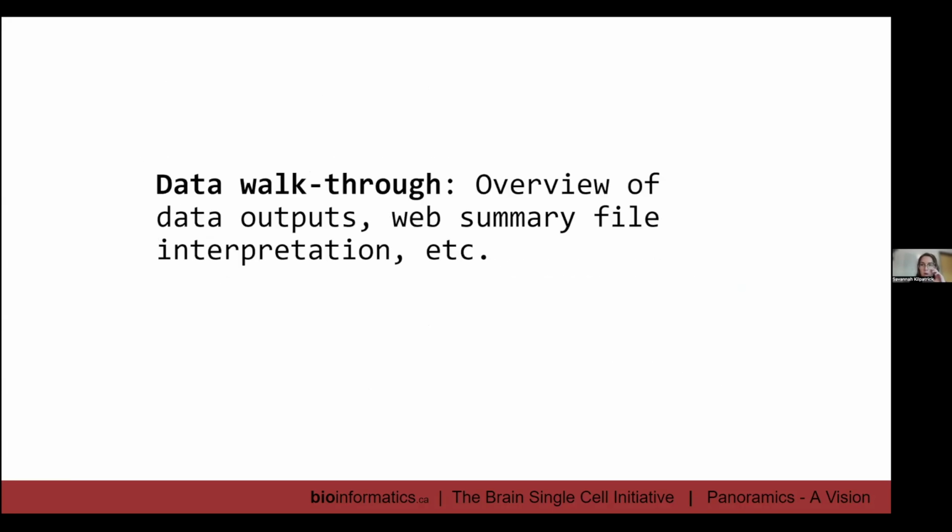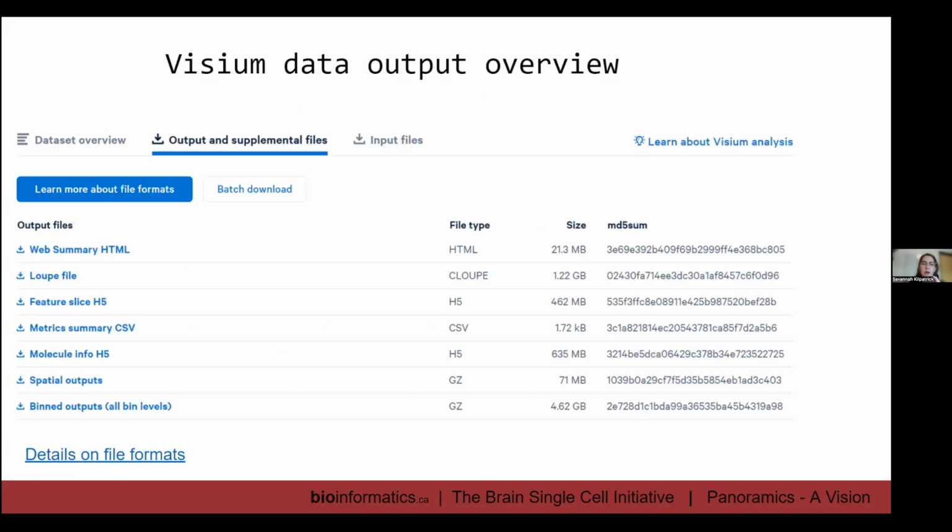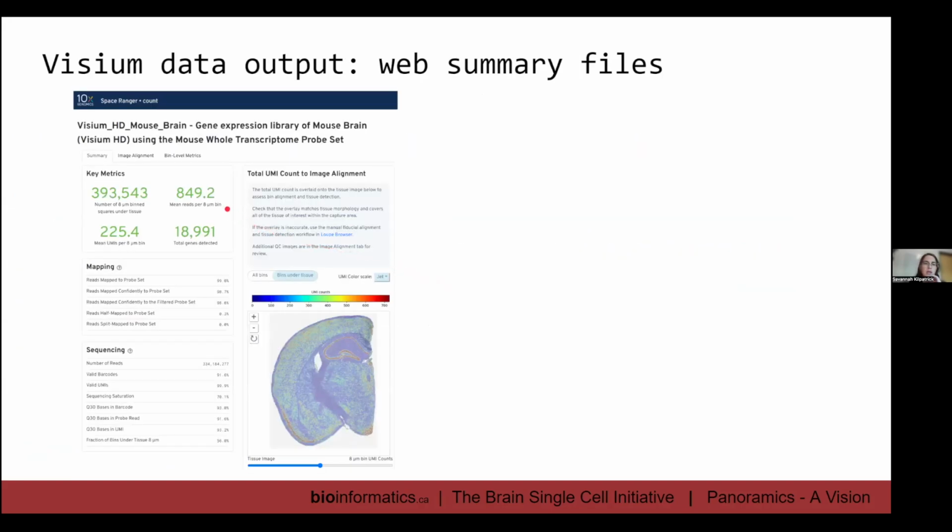So to begin, I'm just going to walk through some of the files and their structures within the Visium outputs. As already mentioned, there's a number of different files that you'll receive from your Visium dataset. The web summary file has already been discussed pretty thoroughly, so I won't go over it in too much detail, but essentially you're going to get some key metrics that give you a high-level overview of the quality of your data. These include just your mean reads and the total number of genes detected. There's some metrics regarding the mapping of your reads to your probes, so how well things are aligned, as well as the sequencing itself.